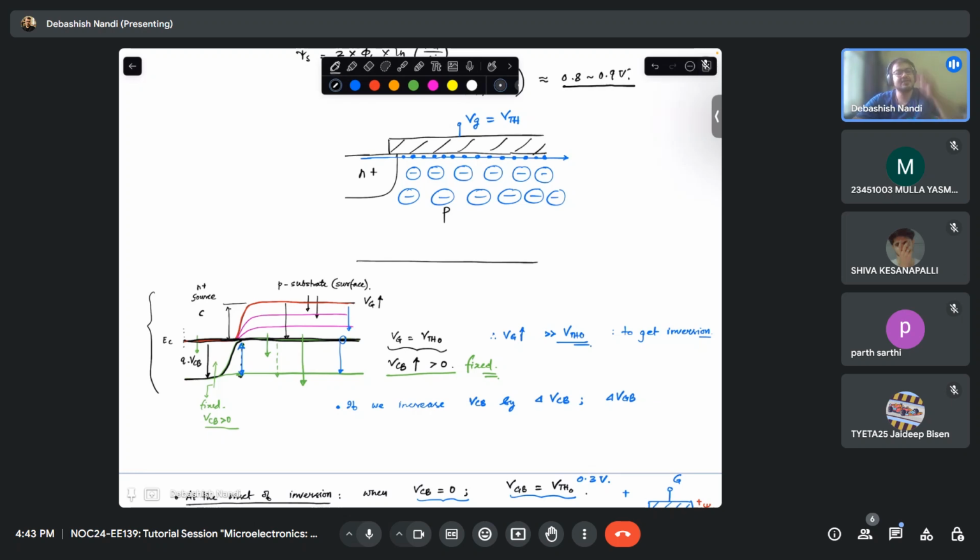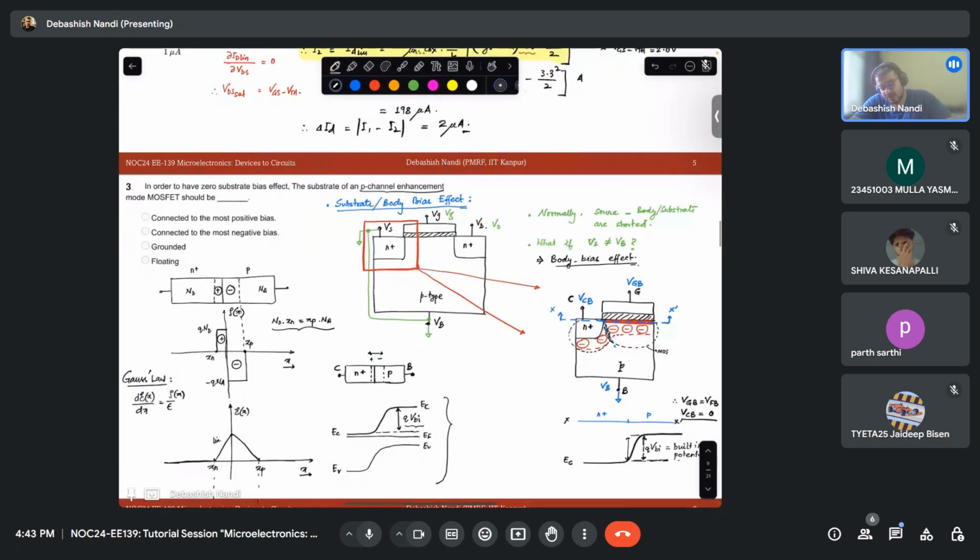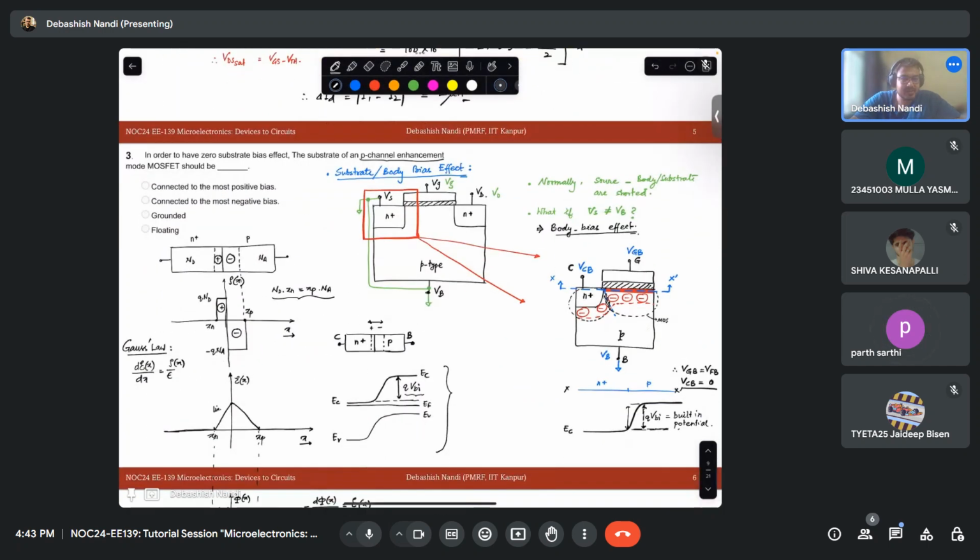Now when your source voltage is increased, the barrier starts to increase again. To compensate that barrier, you need to increase your VGB further, but that value has to be more than the increase in the source voltage or the contact voltage. So this is your substrate or body bias effect.